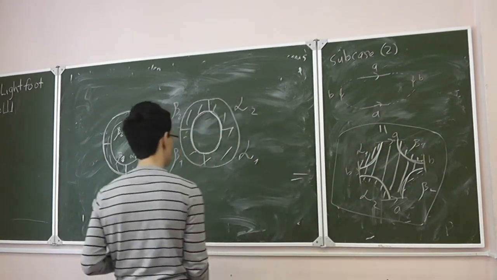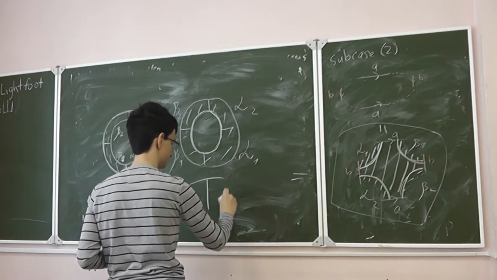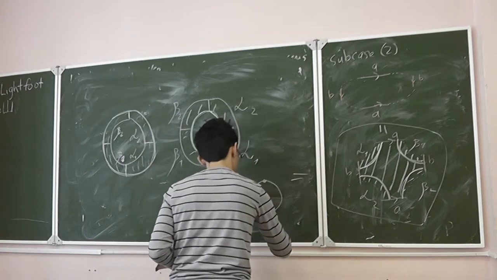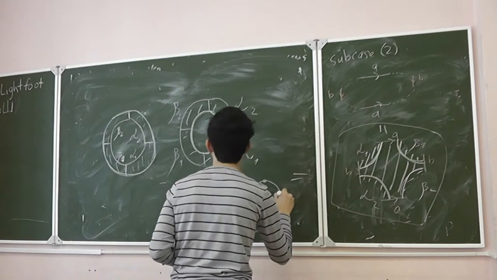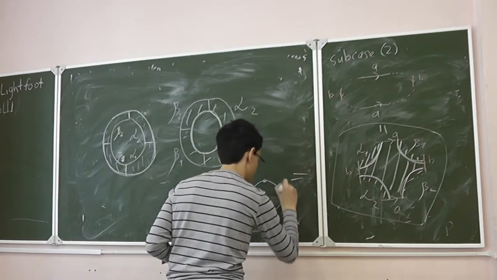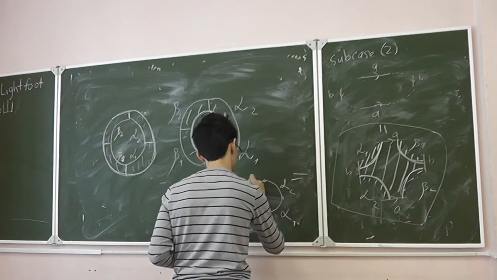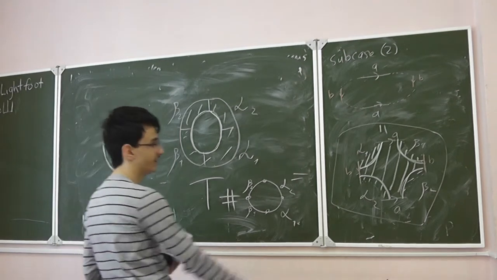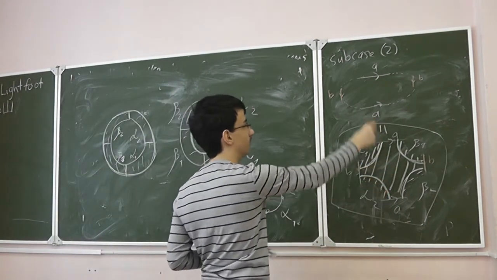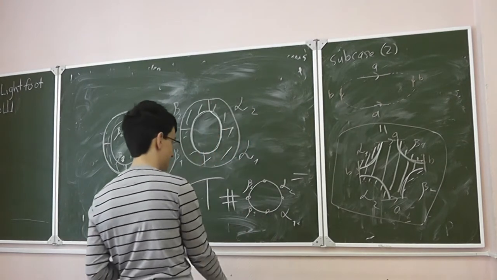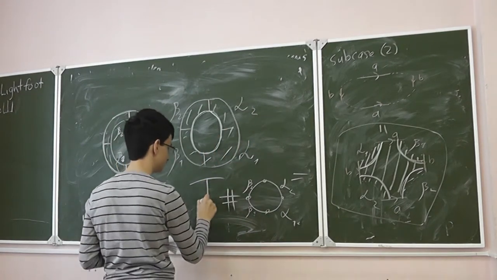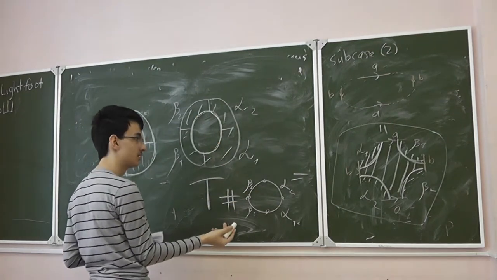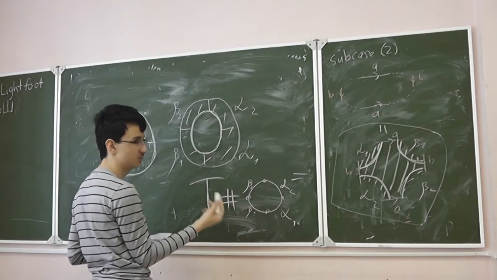is a connected sum of a torus and a surface. I mean that this whole surface, actually it's this one, is a connected sum of a torus and this thing without the cutout. You see what I mean?